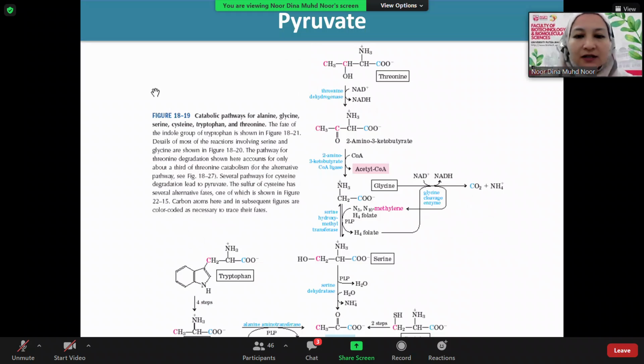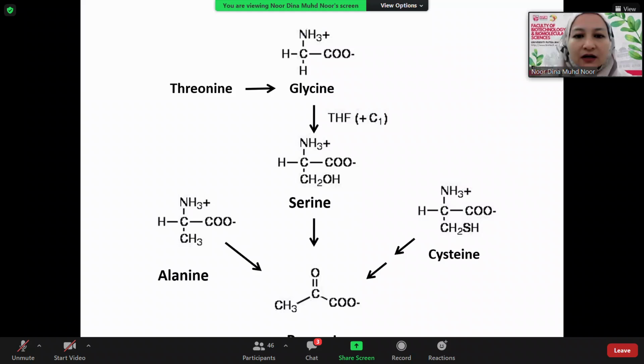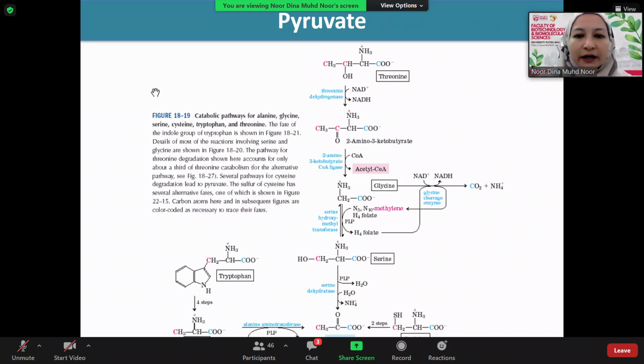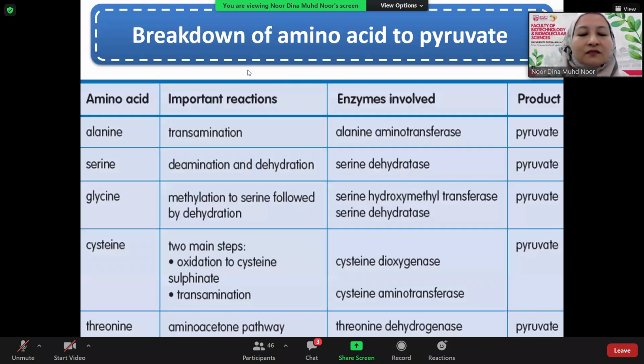Okay. Yeah. So I think this is just a similar one. Similar to this figure, but this has more details together with the enzymes involved during the process, and also includes the structure, what happened, what are the changes involved during the conversions from one intermediate to the next one.